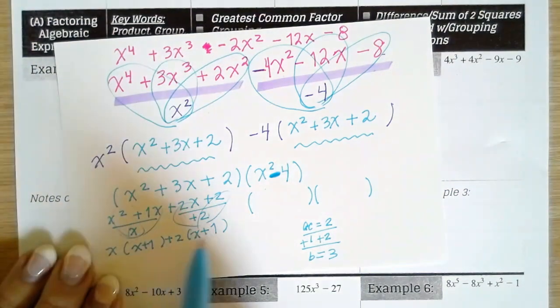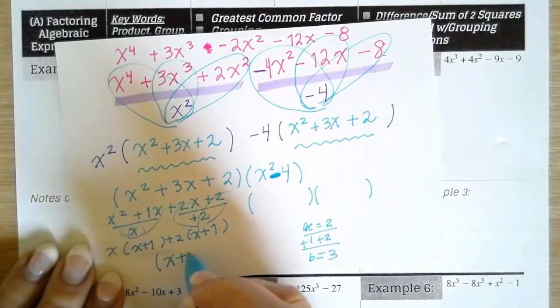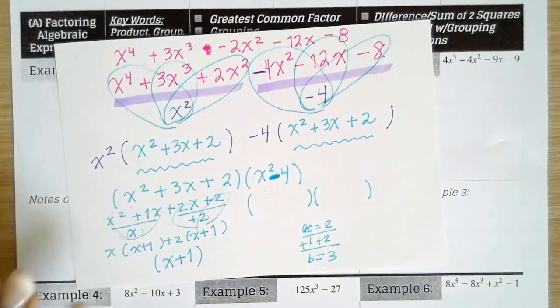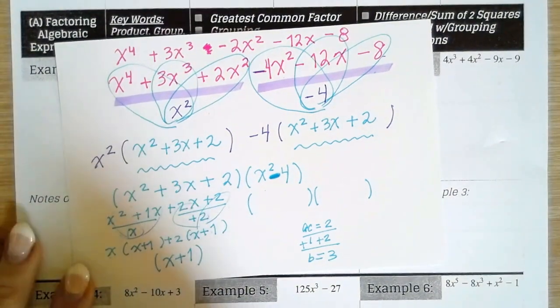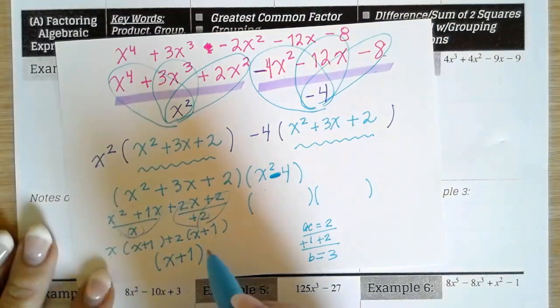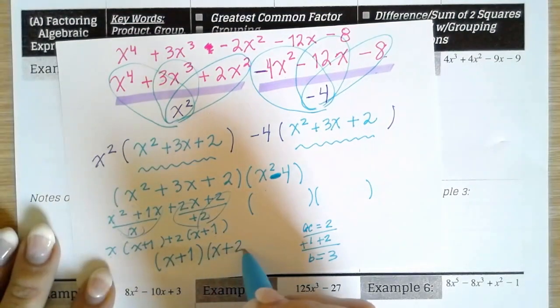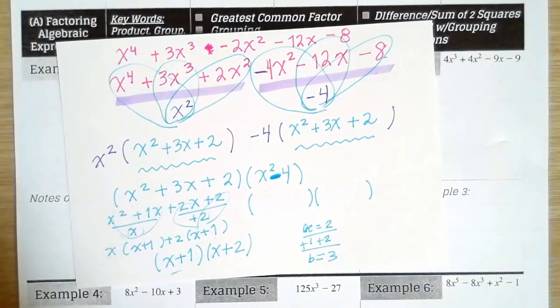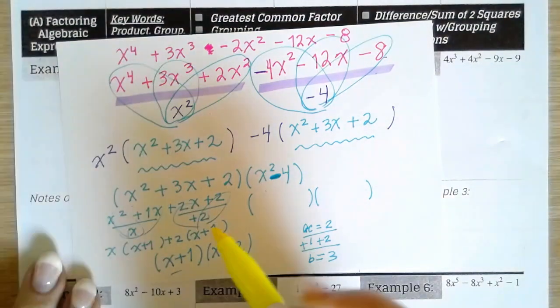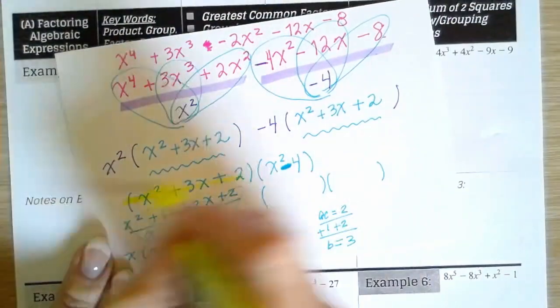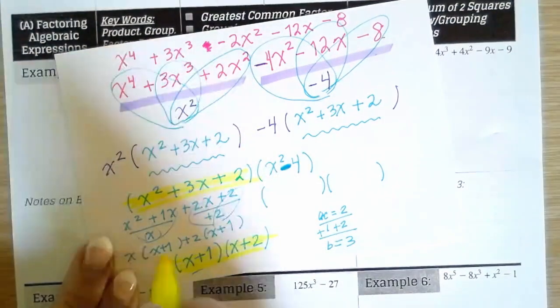If it matches, you're winning at life. Bring it out front. What is it? X plus 1. What's left inside? So if I bring the x plus 1 out front, what's left inside is just x plus 2. So that right here, I'm just going to color it with the highlighter a bit. This factored is that. That was just the word for it.